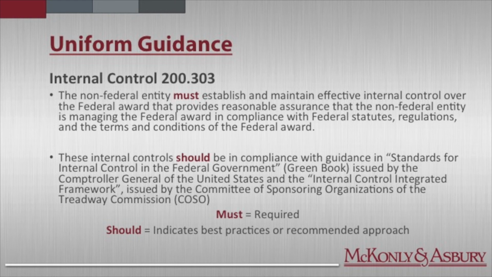Now the guidance goes on to say these internal controls should be in compliance with guidance known as the Green Book, and also COSO, the Committee of Sponsoring Organizations of the Treadway Commission. For those of you who are familiar with financial statement audits, you might already know the elements of COSO, such as control environment, risk assessment, control activities, information and communication, and monitoring. Now it's a best practice that these same elements are applied to your federal awards. So obviously there's going to be some judgment involved in determining the level of internal control that's most appropriate and cost effective for every nonprofit organization.